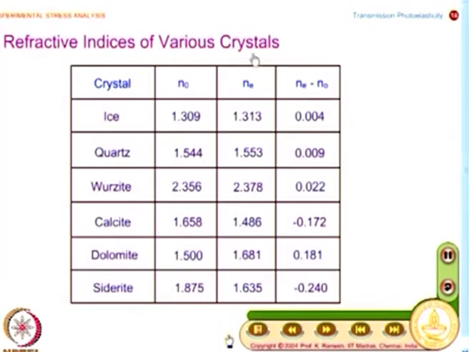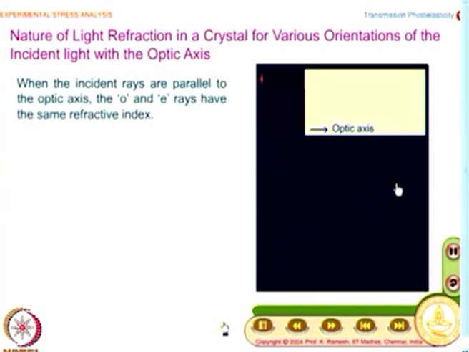So, in a crystal you have this naturally happening, and the crystal behavior is introduced because of the stresses. We are in a position to relate stresses to optical behavior, that is the crux of photoelasticity. And now what we will have to look at is what is the direction of incidence of light which is suitable for photoelastic analysis.